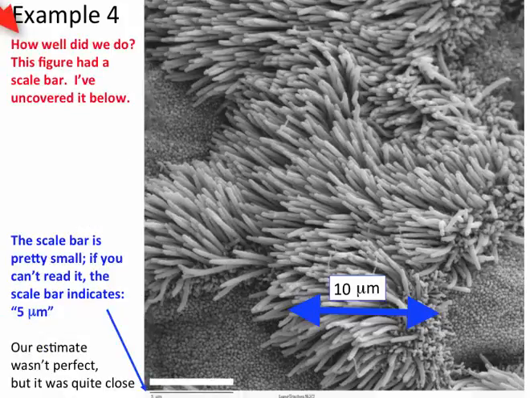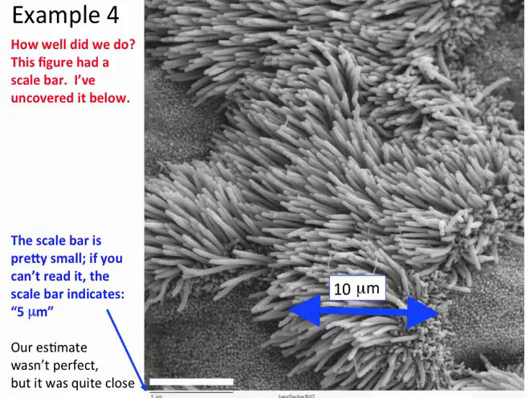This figure had a scale bar. I've uncovered it below in the very bottom left. It's pretty small. If you can't read it on a smaller screen, the scale bar indicates 5 microns. The long, thin line is about 5 microns long. I've added a thicker line, the white bar, that's the same length as the 5 micron scale bar that came with the image. That shows what is 5 microns.